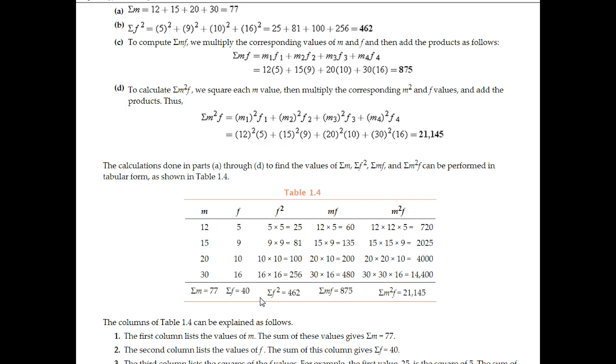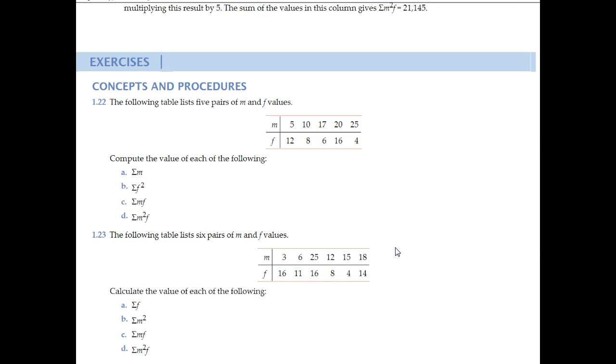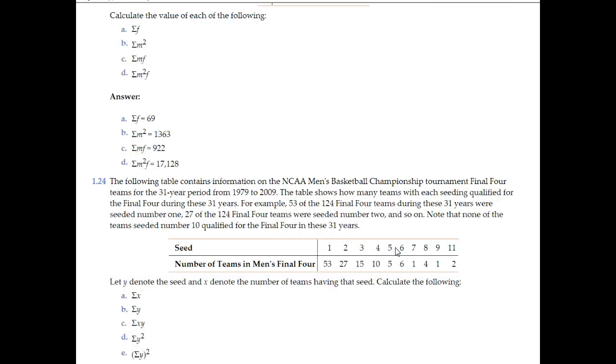Anybody have any questions? So what is all this? This is another way to just show how they did it. It's just a table of the different ones. Okay? Any questions about this? How about this one? Let's try this one.